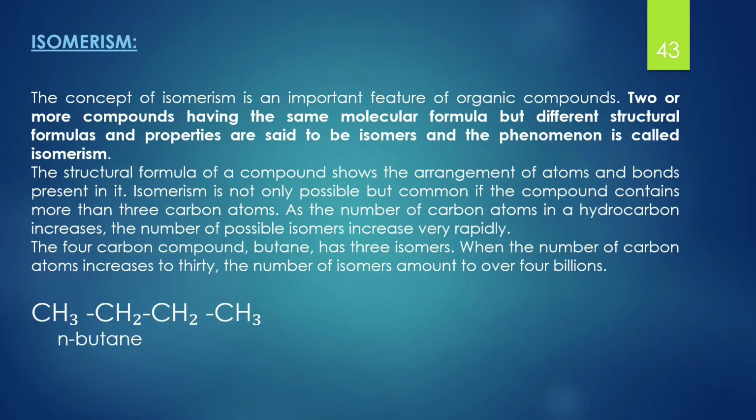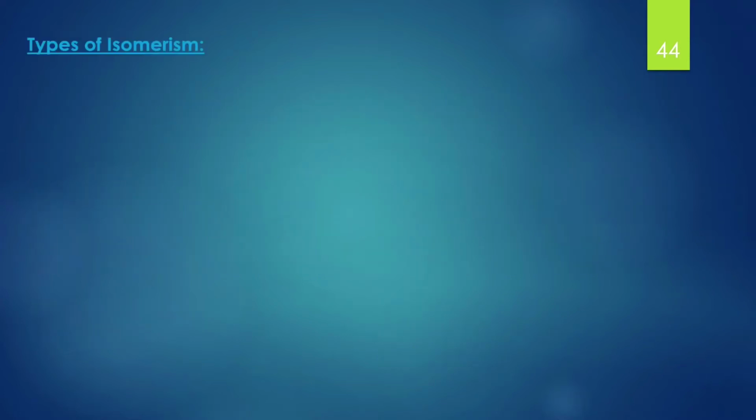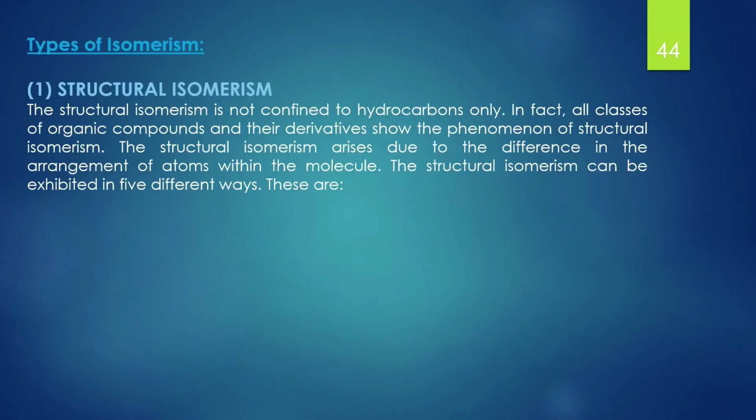The following are examples of butane isomers, which exist in the form of n-butane, which is a straight chain, or in the form of isobutane, which is a branched compound. Types of isomerism. The first type to be discussed is structural isomerism.